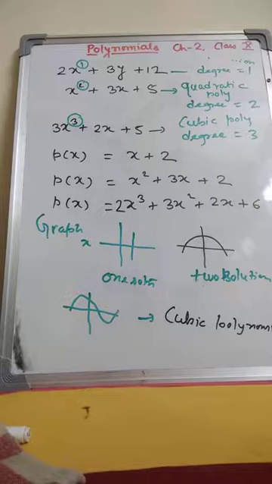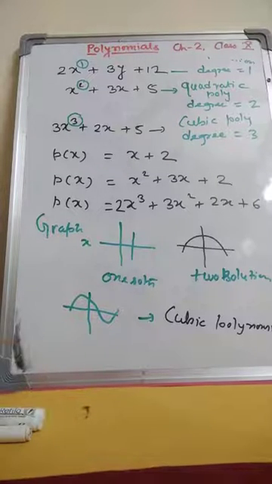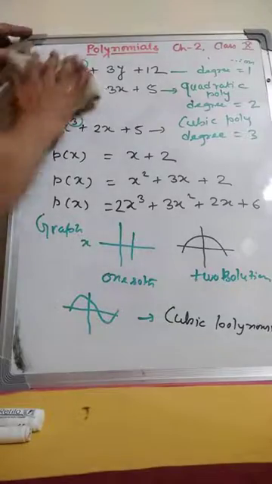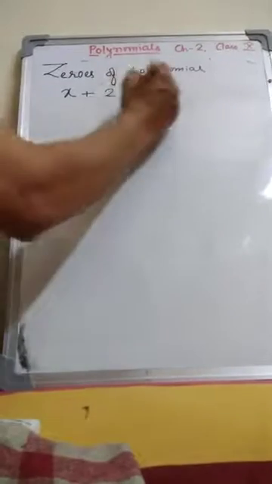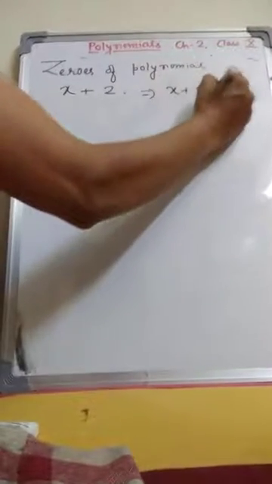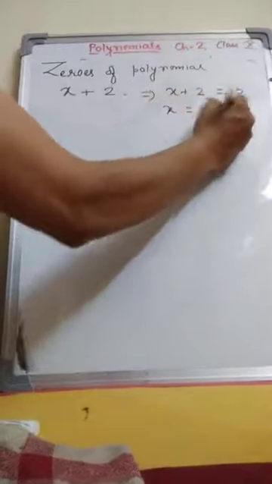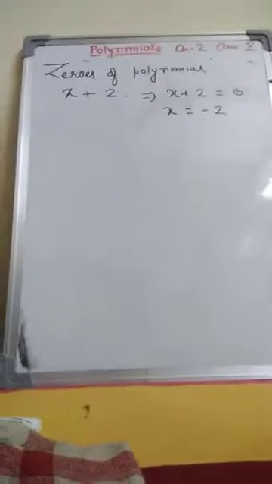Now we have to find the zeros of the polynomial. Zeros of polynomial. x plus 2 is a polynomial. For finding zero, we must make it equal to 0. So x is equal to minus 2. This is the zero of the polynomial, or you can say the solution of the polynomial.